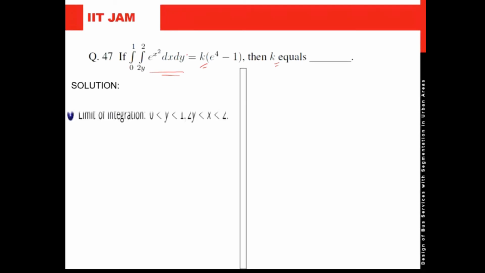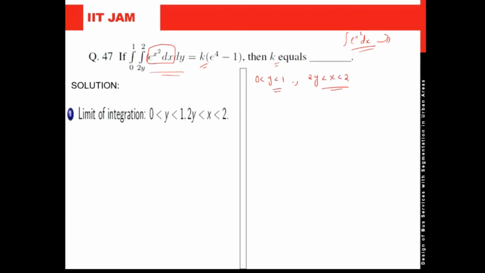Now if you integrate this, we have to integrate first with respect to x. But you know that the integral of e raised to x square dx cannot be integrated easily, right? And our limits are given: y ranges from 0 to 1, and 2y less than x less than 2. So this is the given.